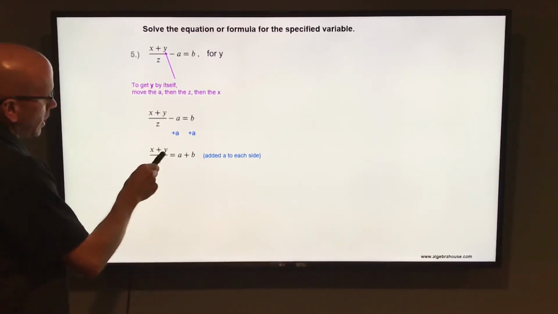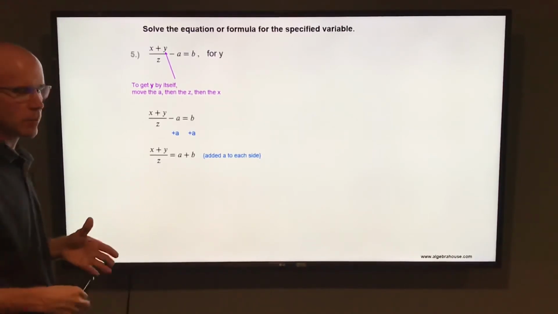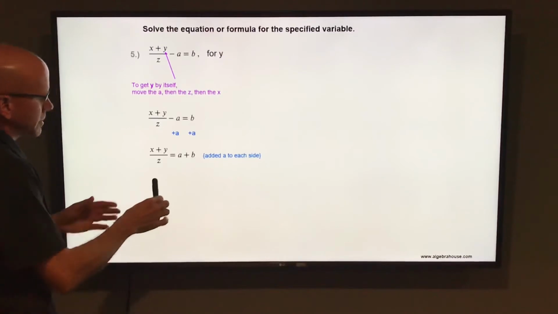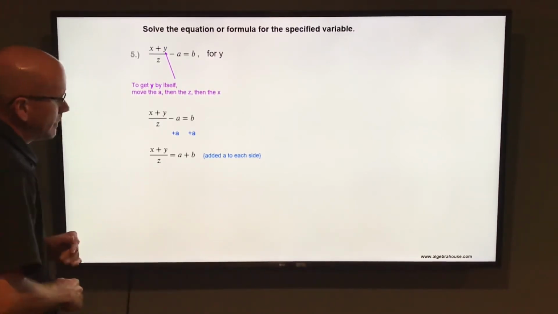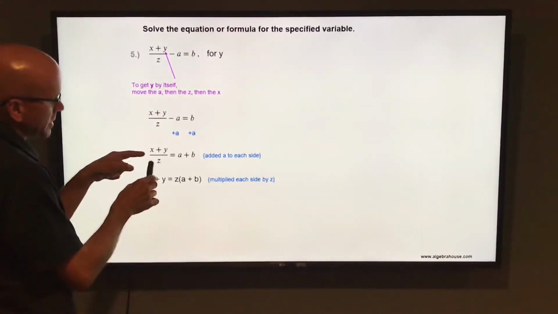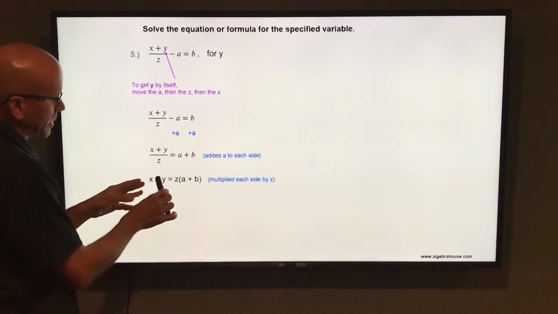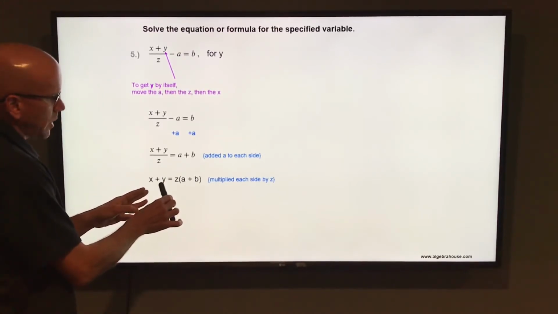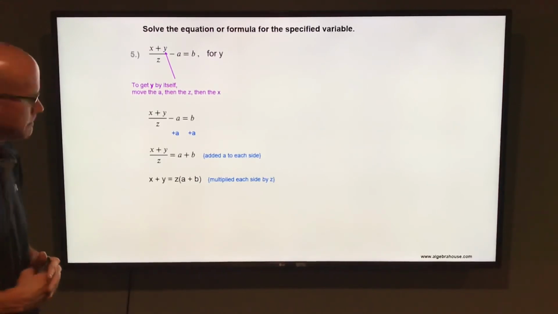Now again, we're getting y by itself, so we need to move the x and the z. The next easiest one would be to move the z to the other side, because it's being divided by z right now. So to move that to the other side, multiply each side by z. The opposite of division is multiplication. So if you multiply the left side by z, that would just be x plus y. And on the right, that would be z times the quantity a plus b.